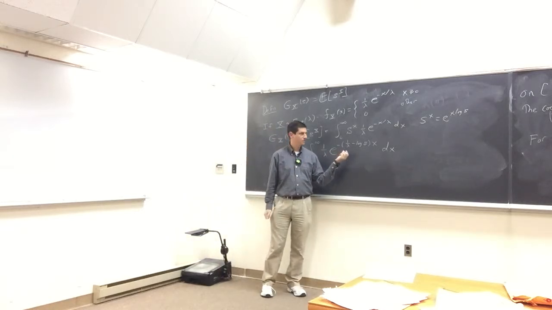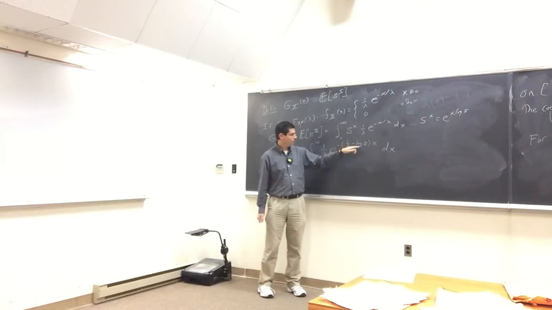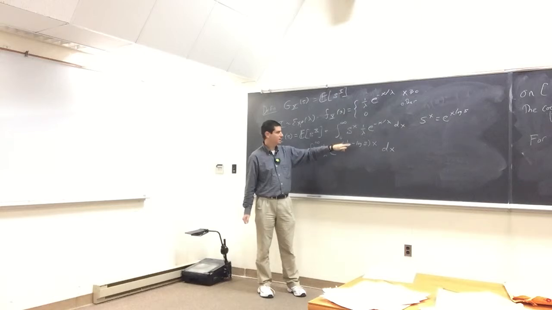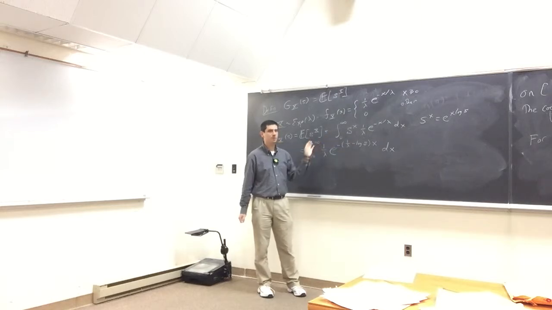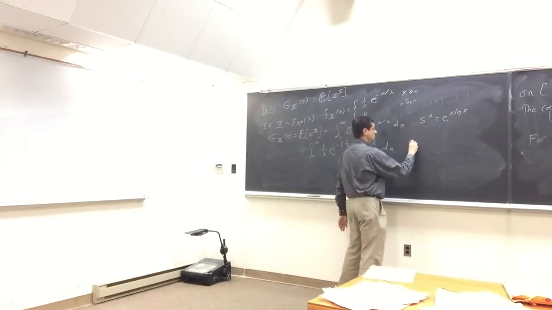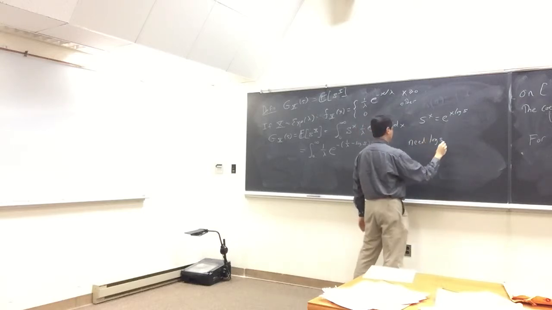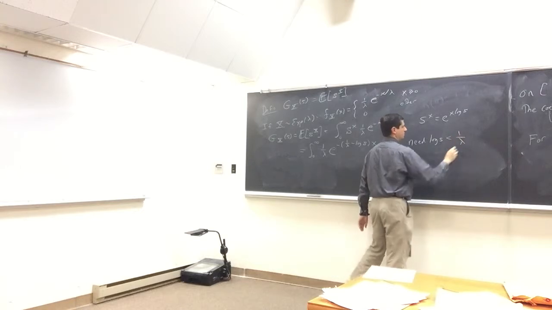I guess if the log s is really large, then that's going to be really small, and then the negative, it'll make the e to the power really big. Right. So if the log of s is greater than 1 over lambda, this is a negative number which becomes a positive number, it blows up. So you need the log of s to be less than 1 over lambda.